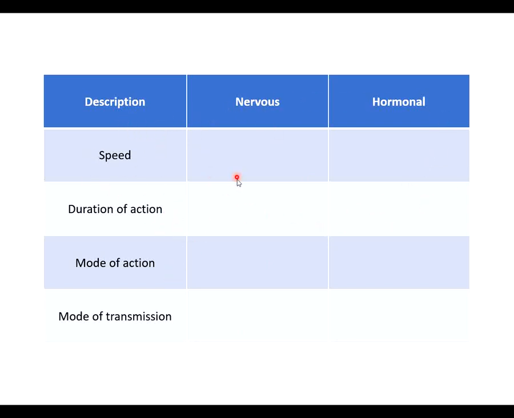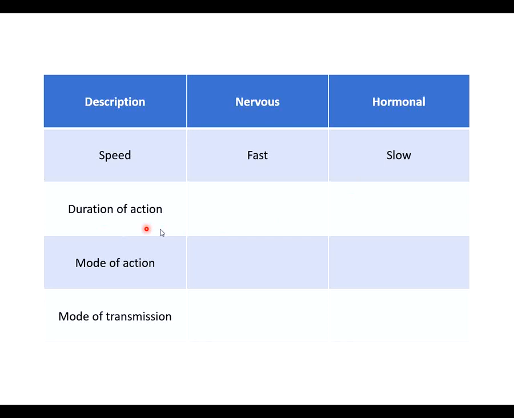So the speed. Your nervous system responds incredibly quickly to any sort of stimuli. Your hormonal system tends to respond a little bit slower. So things like blinking, something comes toward your eye, is very fast. Things like changing your blood sugar levels take a little bit longer. There is one exception to this, and that is the release of adrenaline and your responses to adrenaline. But generally, your nervous system responds much quicker and your hormonal system is much slower.